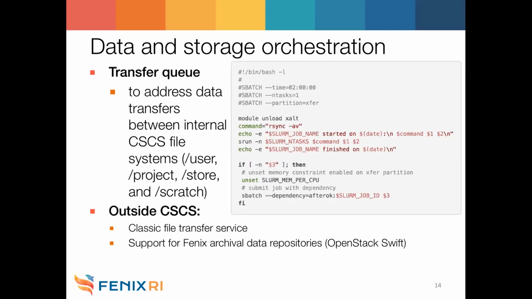If you're coming from outside CSCS, we have a classic GridFTP type of transfer service with Globus, as well as support for Fenix archival data repositories through an OpenStack Swift API. I do not provide details here because the emphasis and focus here is on the usage of scalable compute services.